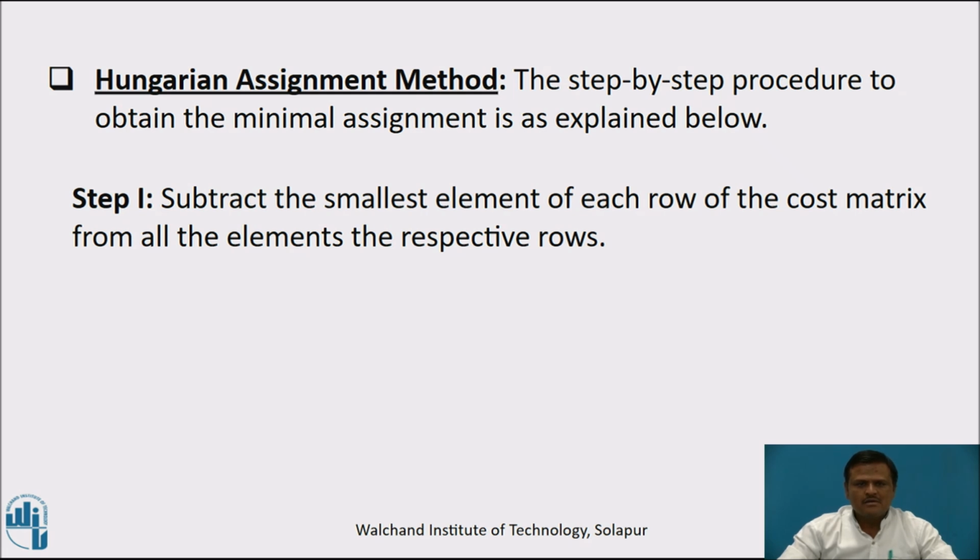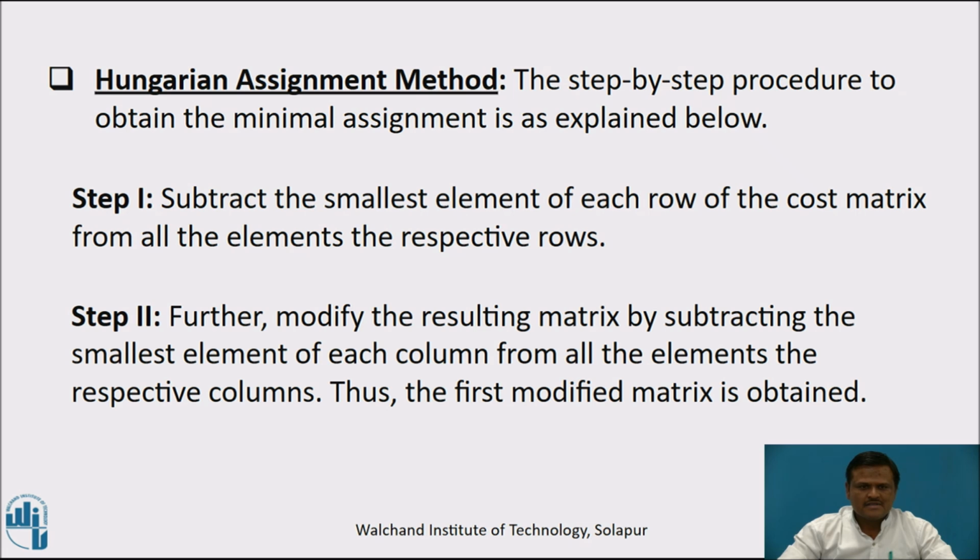Step number 1: we will have to subtract the smallest element of each row of the cost matrix from all the elements of the respective rows. Step 2: further, we need to modify the resulting matrix by subtracting the smallest element of each column from all the elements of the respective columns. Thus, we get the first modified matrix.